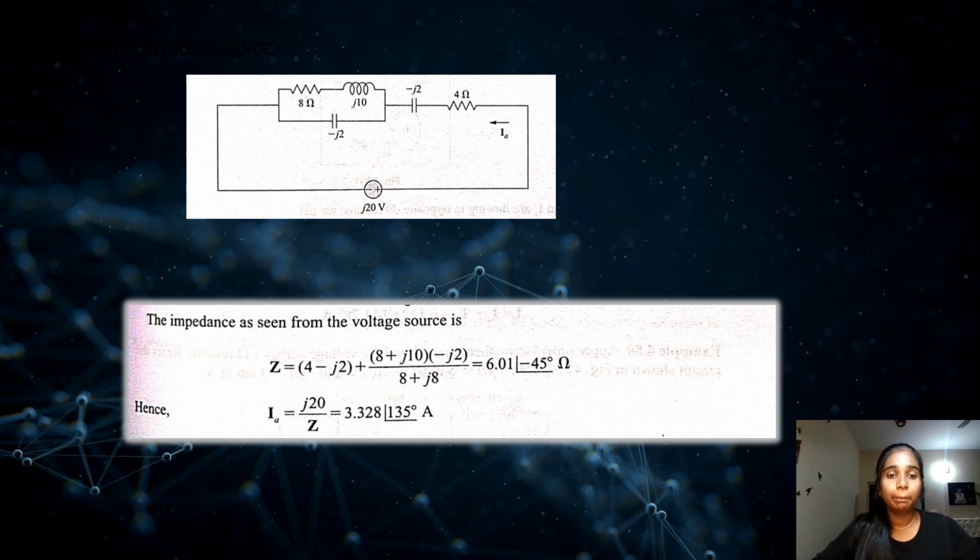Now we need to calculate the impedance seen by the voltage source, where Z is equal to 4 minus j2 plus (8 plus j10) whole multiplied by minus j2, whole divided by 8 plus j8, which on calculating gives 6.01 angle of minus 45 degrees ohms. Now to find the current IA, we need to divide the source voltage by the impedance obtained here, and the resulting value will be 3.328 angle of 135 degrees amperes.